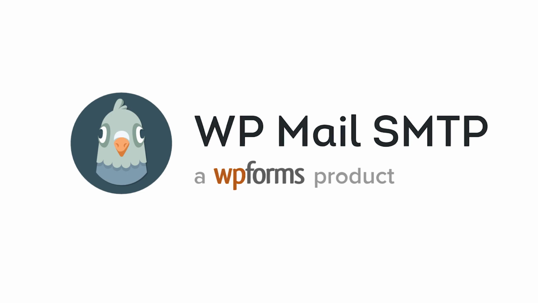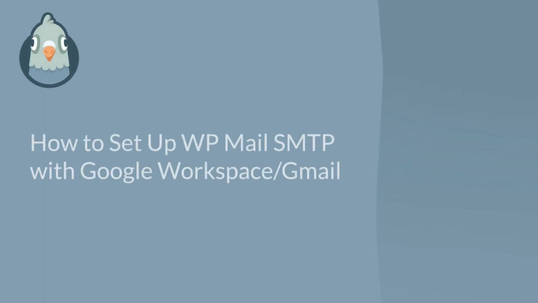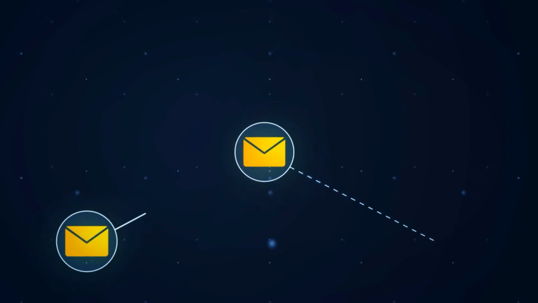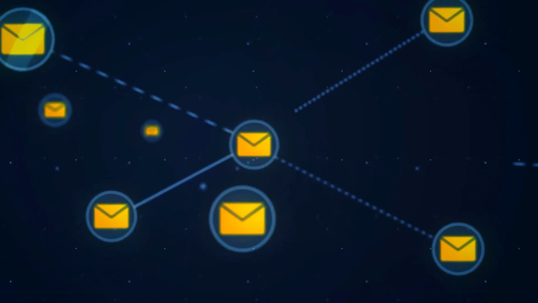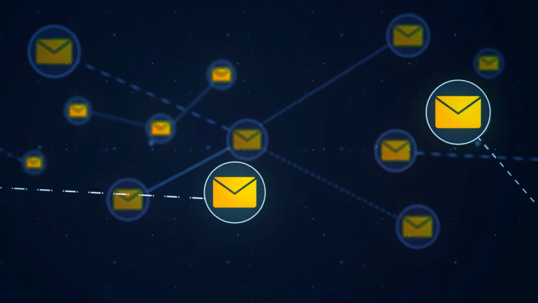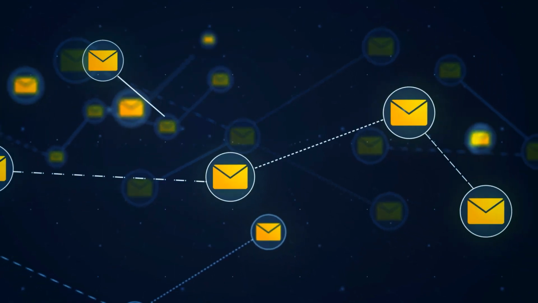In this video, we're going to show you how to fix your site's email deliverability issues by setting up WP Mail SMTP with Gmail. Email deliverability is probably the biggest and most common issue that WordPress users face on a day-to-day basis. This includes important emails either ending up in a user's spam folder or not being delivered at all.